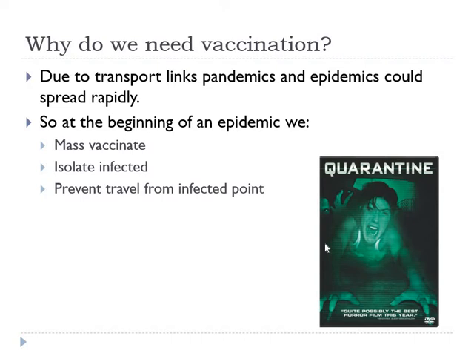So we mass vaccinate and then we isolate, which is kind of what we're doing now. We can't mass vaccinate, and then you prevent travel from the infected point, which kind of makes sense. So when this happened in China, Wuhan, people were kind of kept in around the Wuhan area. However, inevitably, it's never going to last completely. And this would kind of be similar with pandemics, but it's more on a global scale.